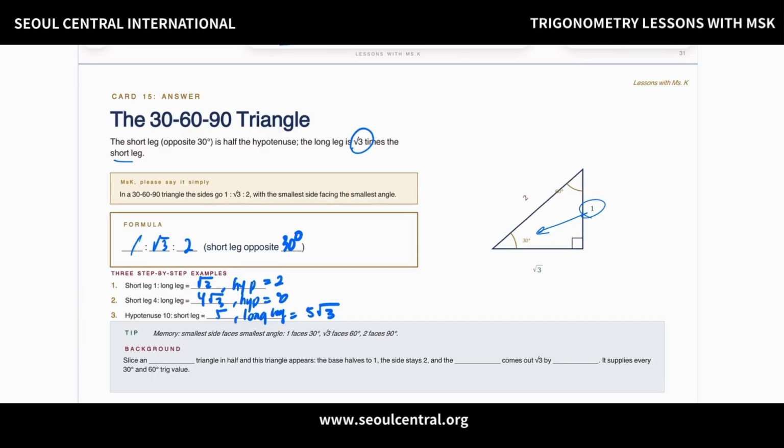So the smallest side faces the smallest angle. Again, 1 faces 30 degrees, square root 3 faces 60, and 2 faces your 90-degree angle. If you slice an equilateral triangle in half, this triangle appears. The base halves to 1, and the sides stay as 2. The height, or the altitude, comes out to square root 3 by Pythagoras. It supplies every 30-degree and 60-degree trig value.